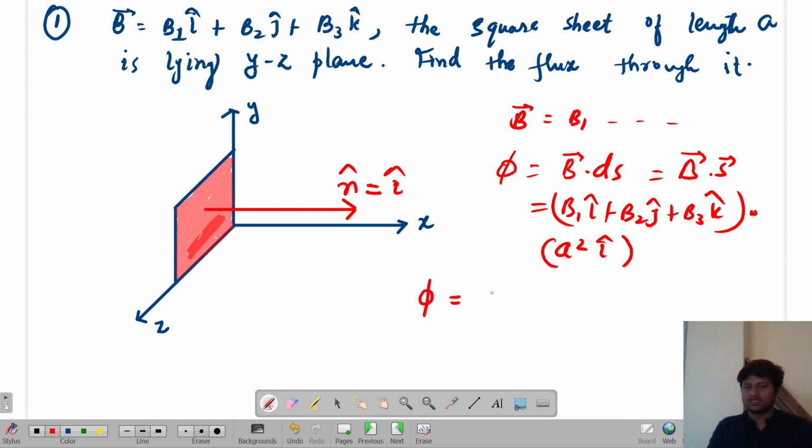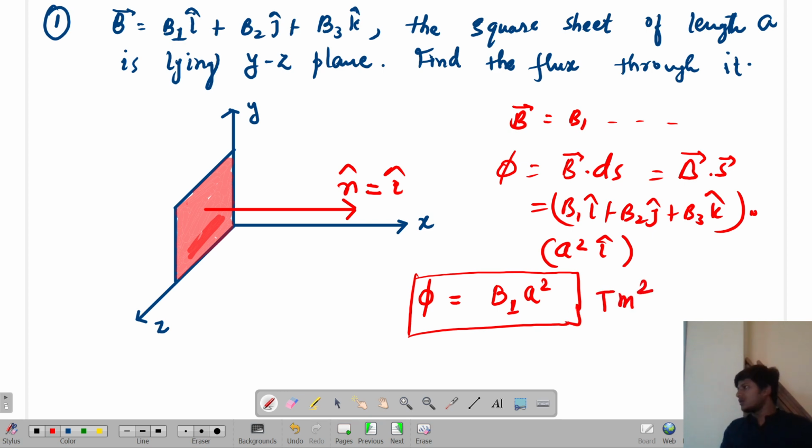It will be equal to how much? B1 into A square. So how much is the flux value? B1 into A square Tesla meter square. Got it or not? Yes or no? Is it okay or not? Clear?